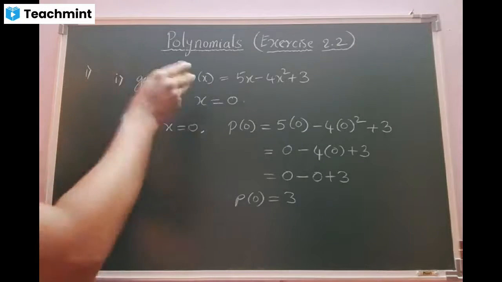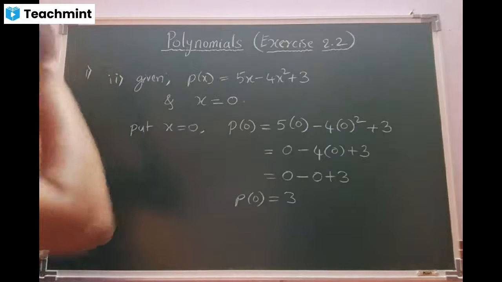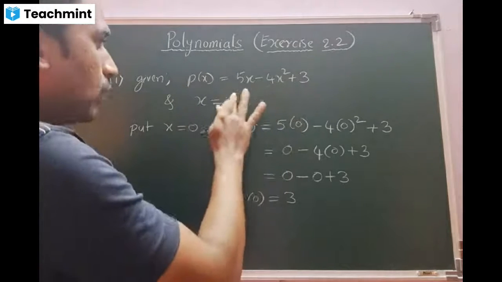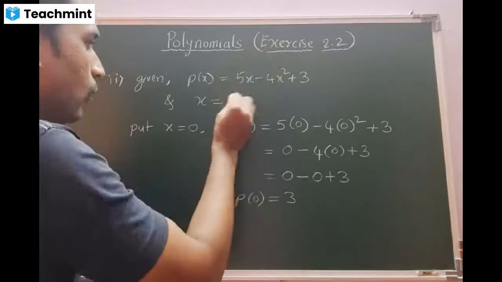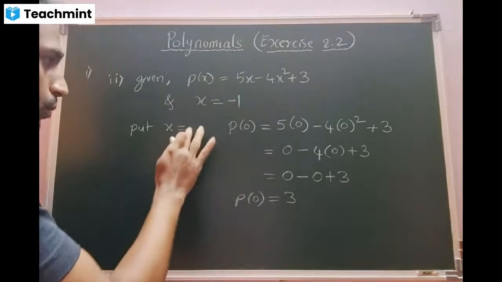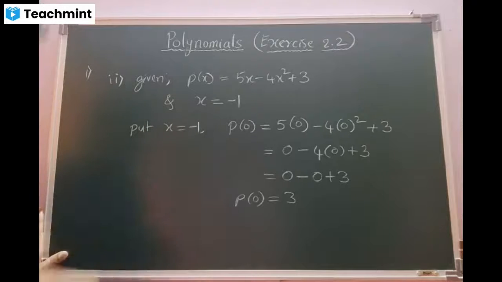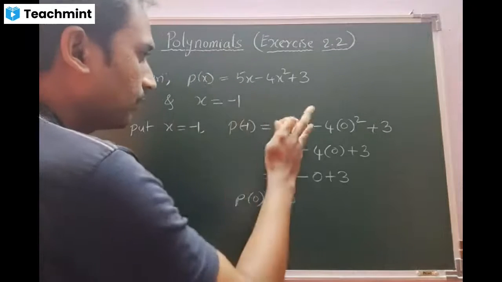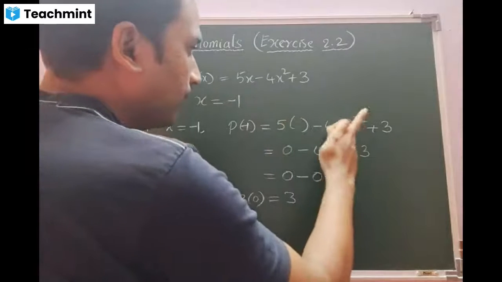Okay, the same one. Second question. The polynomial remains the same. The value of x is going to change. What is it? Minus 1. So we have to put x is equal to minus 1 in the place of x. Am I right? Yes, sir.